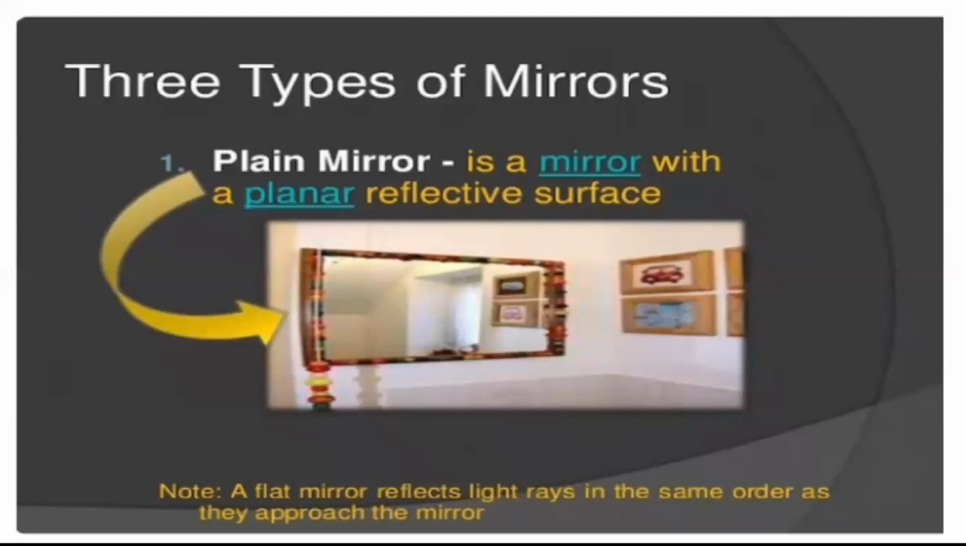Now see here, basically there are two types of mirror. The first type is the plane mirror. What is a plane mirror? There is a slide showing us a plane mirror picture. A plane mirror is a mirror with a planar reflective surface. So this is how a plane mirror is seen. This plane mirror, which we all use in our day-to-day life to see our attire.